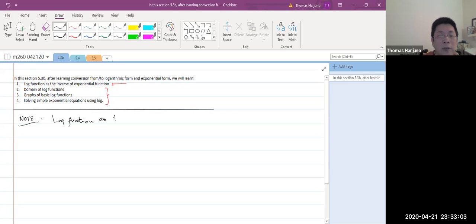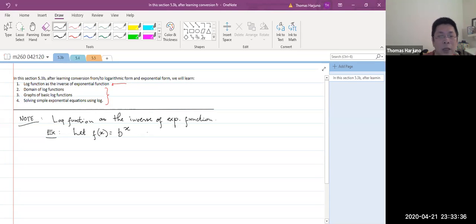Okay, let's go on first with noting that the log function is the inverse of the exponential function. Let's say, for example, I think instead of an example, I'm supposed to show that as a proof. Let f(x) equal b to the x.